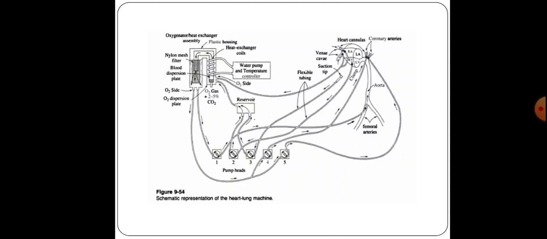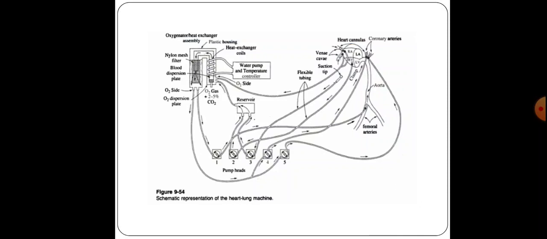So pumps 2 and 3 are mainly taking the blood from the heart. One is for sucking the leakage blood, and another is for taking the blood from the right ventricle. These 2 pumps are mainly used to pump the blood from the heart to the reservoir.